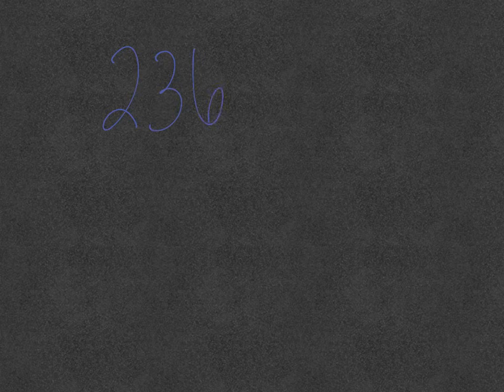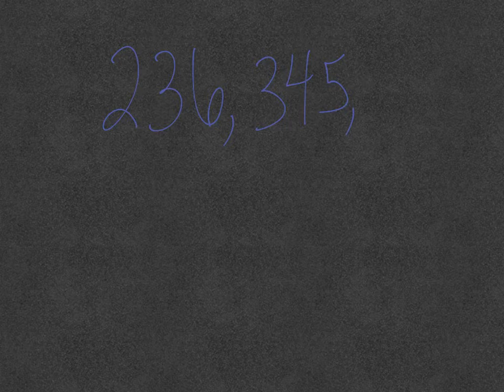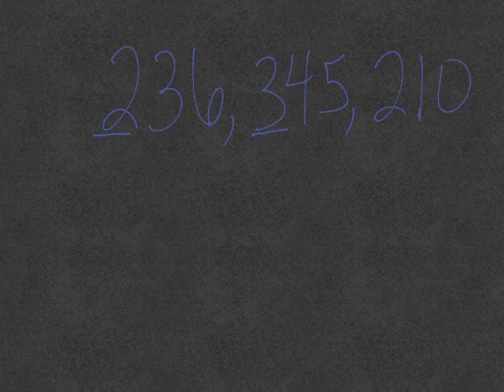Today I'm going to give you three numbers. Let's go with 236, 345, and 210. Those are our three numbers. And so we're going to put them in order from least to greatest. So the first thing we're going to do is look at our hundreds place. In the first number I have a 2. In the second number I have a 3. And in the third number I have a 2.